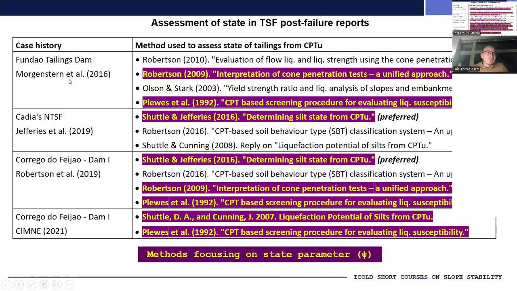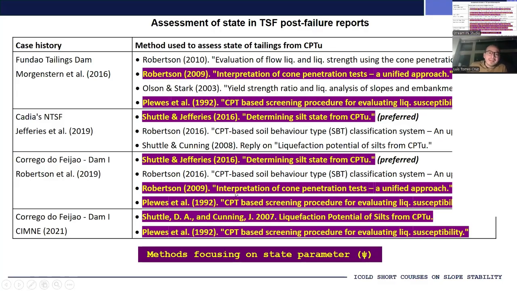So this reference here, Morgenstern et al. 2016, is the failure report into the Fundão tailings dam. This one into Cadia, and the last 2 into the Brumadinho dam failure. And I am highlighting over here the references that were used in each report to try and assess the state of the tailings using results from the cone penetration test. And by state, I mean to try to assess whether the tailings were contractive or dilative.